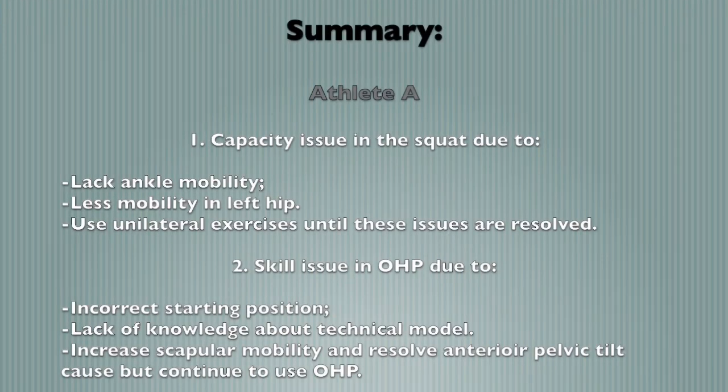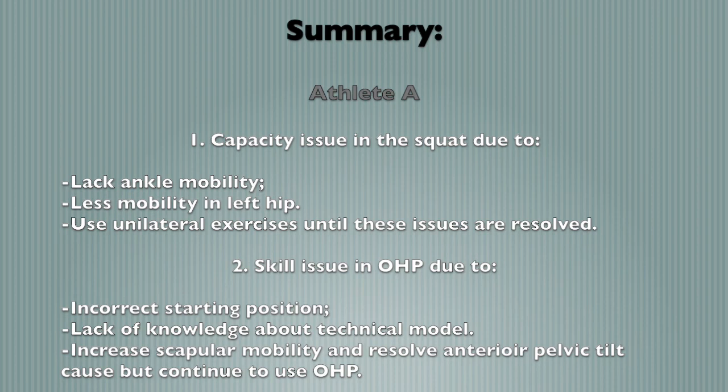In summary, Athlete A had a capacity issue with the squat because of a lack of ankle mobility and decreased hip mobility on the left side. Moving forward, until these issues are resolved, the athlete will use solely unilateral squat-based movements to get the joints to work to their full range of motion.